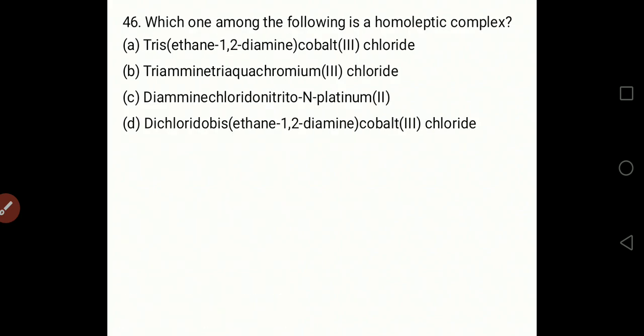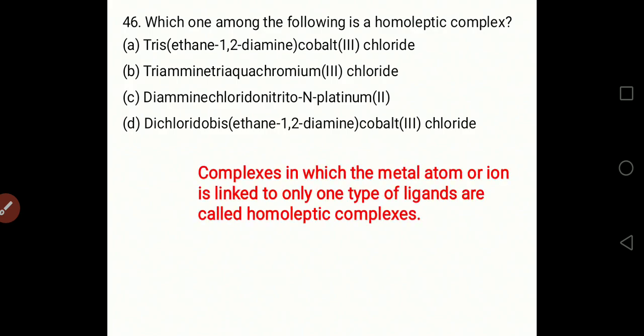Which of the following is the homoleptic complex? Remember, homoleptic complex is the one which has the same type of ligand. Here B option you can see triamine tetraaqua means two types of ligand. Here diamine chlorido means three types of ligand. Dichlorido bis ethane 1,2 diamine means two types of ligand. But here the option is A because only one type of ligand is present, ethane 1,2 diamine.